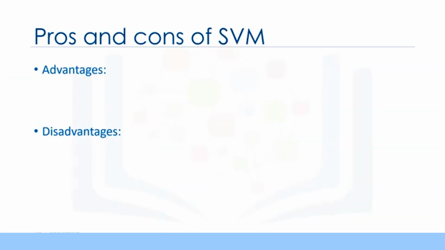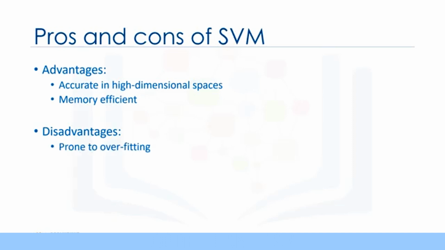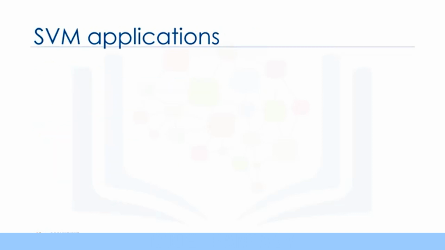The two main advantages of support vector machines are that they're accurate in high-dimensional spaces, and they use a subset of training points in the decision function, called support vectors, so it's also memory efficient. The disadvantages of support vector machines include the fact that the algorithm is prone for overfitting if the number of features is much greater than the number of samples. Also, SVMs do not directly provide probability estimates, which are desirable in most classification problems. And finally, SVMs are not very efficient computationally if your dataset is very big, such as when you have more than 1,000 rows. And now our final question is, in which situation should I use SVM?